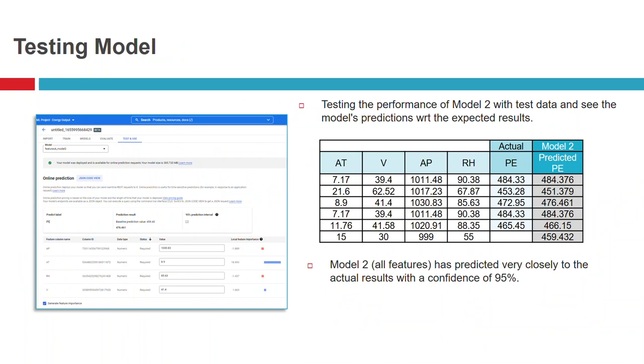Now, post evaluation, I have further gone ahead to deploy and test Model 2 to test the outcome and predict on some new input values. I provided some existing features data to check the performance of the system around predicted and actual values. Now you can see the results in the table, which shows that the model has predicted closely on the actual results within a confidence of 95%.